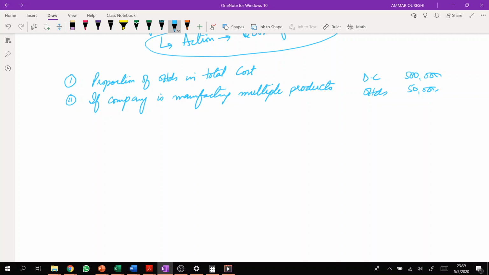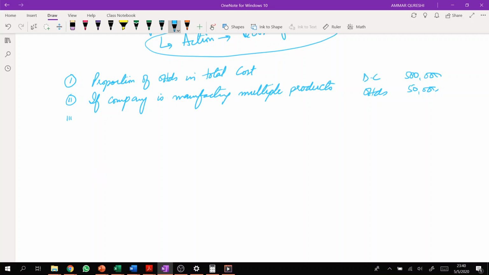But if a company is manufacturing 10 different types of products, then it's more important to distribute overheads among all products appropriately, because usually different products have a different nature. So if a company has multiple products, 4, 5, or 6 products, then it's advisable for the company to use activity based costing.